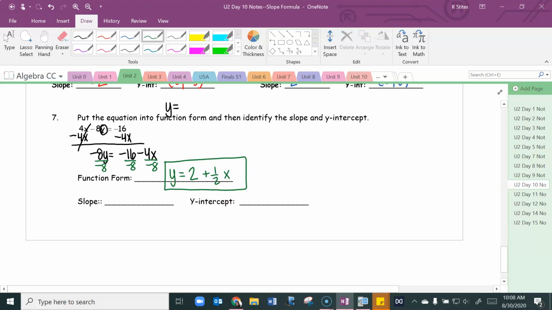And now, since we have solved for y, we should be able to identify your slope and your y-intercept. So a reminder, your slope is always with your independent variable or your x, and that's going to be a +1/2. And a reminder, your y-intercept is always a (0, ), and that's going to be that other number that's added on that is not with the x. So our y-intercept is (0, 2).